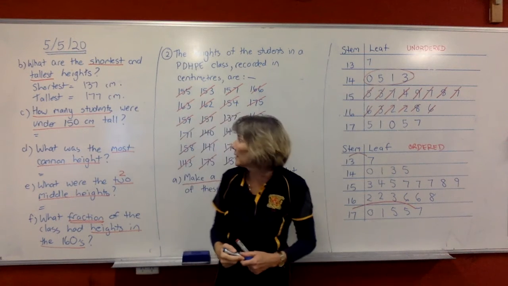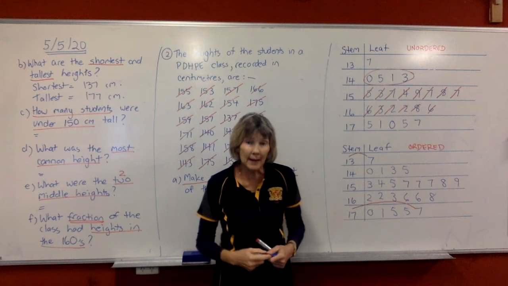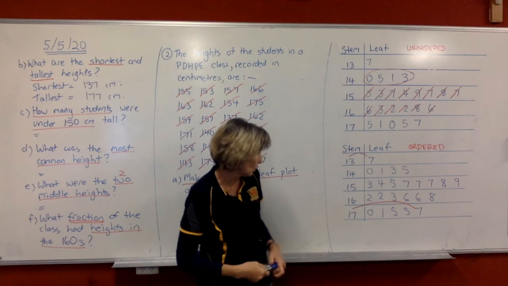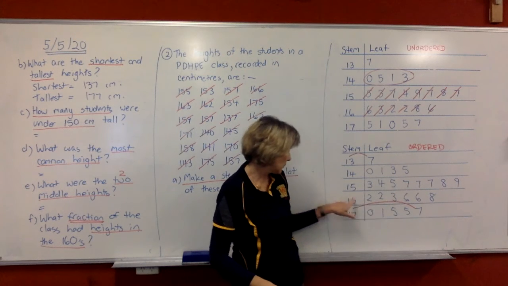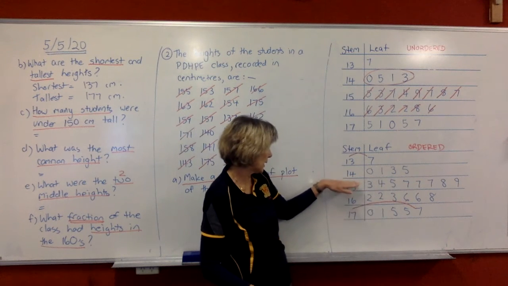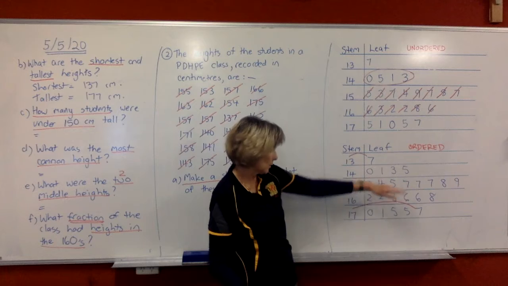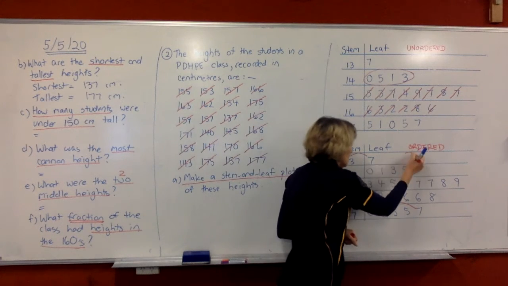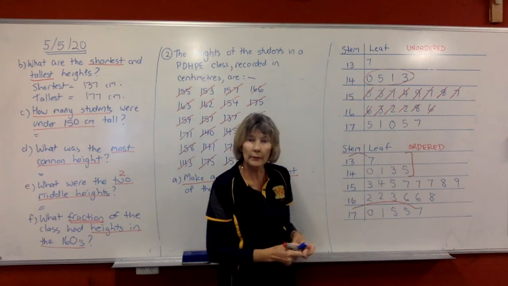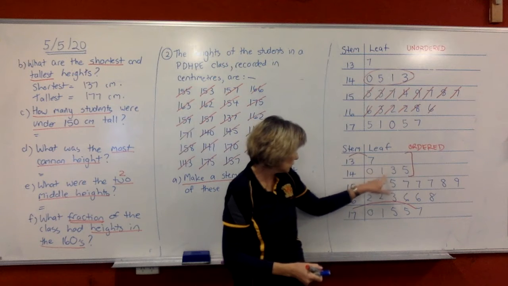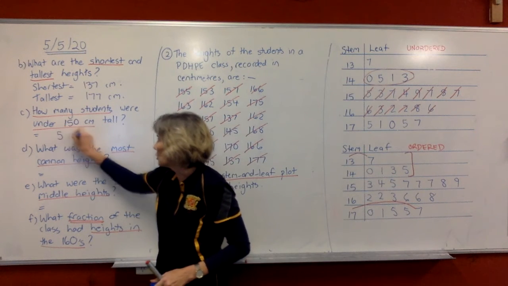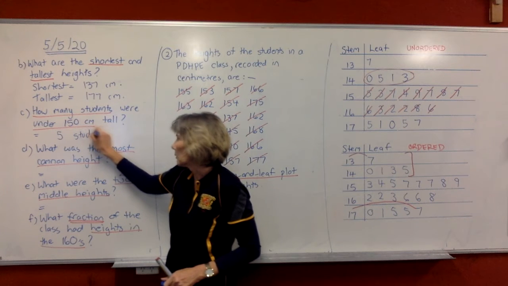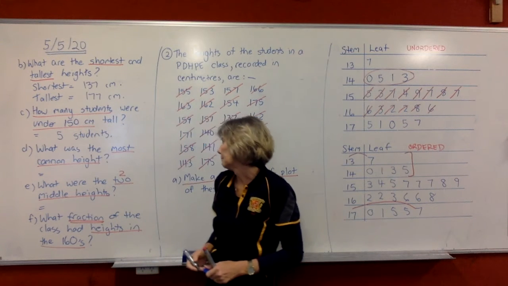Okay, next question says, how many students were under 150 centimetres tall? Well, all of these were 150s. Then we're up to the 160s. We don't want to go that way. Under 150, so we're looking at all of these ones here. So just count them up: 1, 2, 3, 4, 5. There were 5 students that were shorter than 150 centimetres.